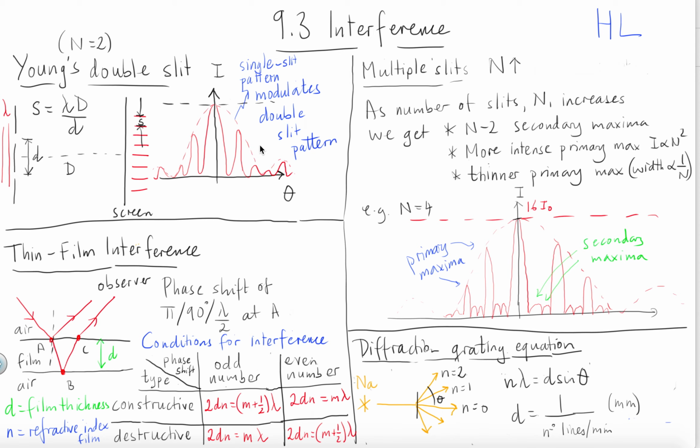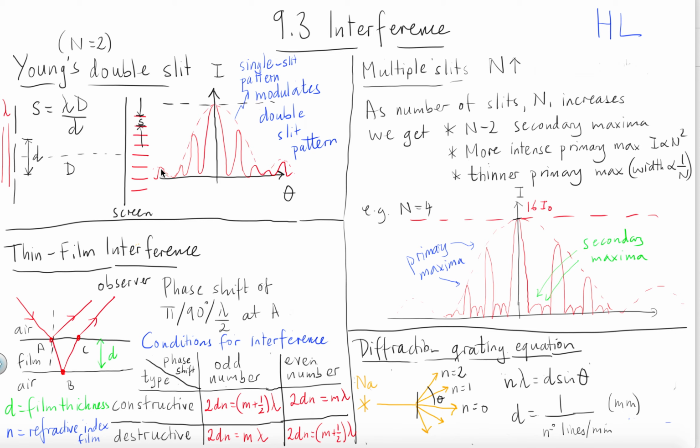If we plot the intensity as a function of angle from the central maximum, what you have to know now for the high level is that the double slit pattern is modulated, or enveloped, under the single slit pattern. So we no longer have a constant intensity. We have this intensity which decays with the single slit pattern.